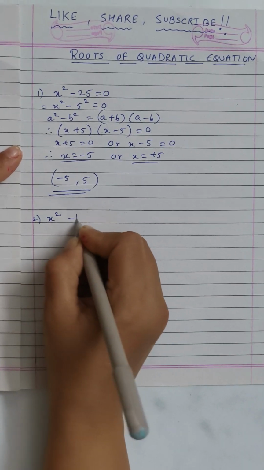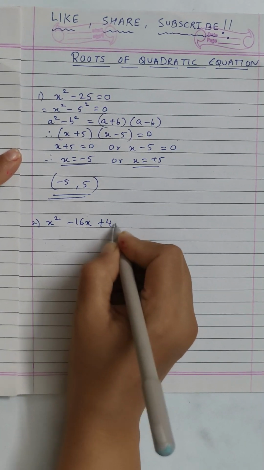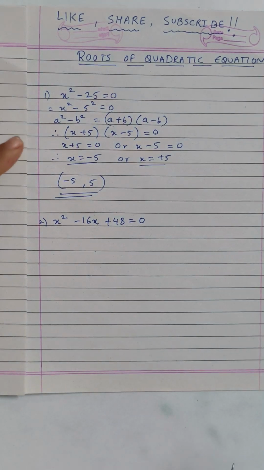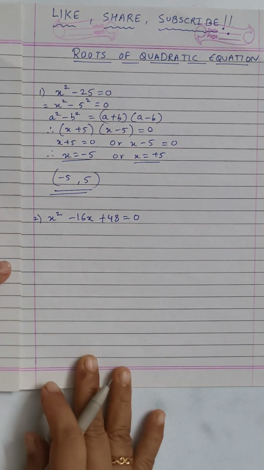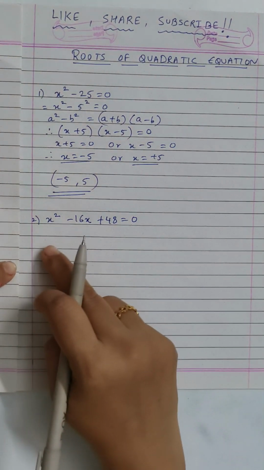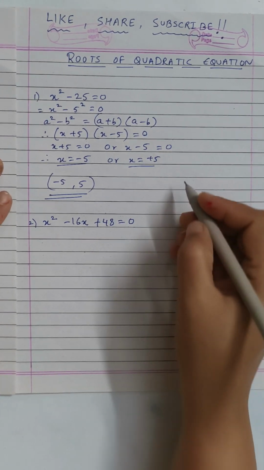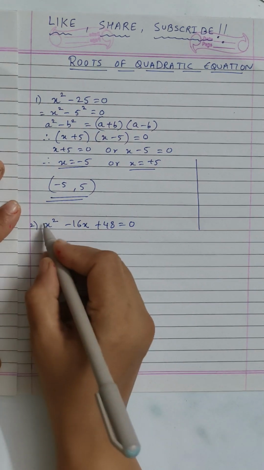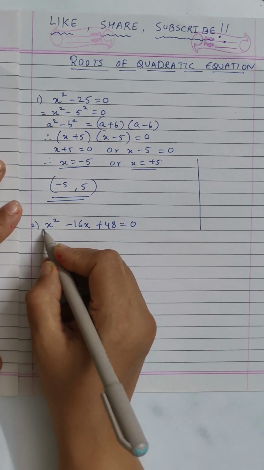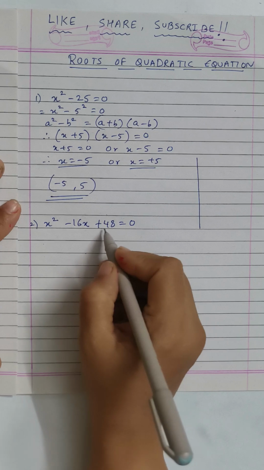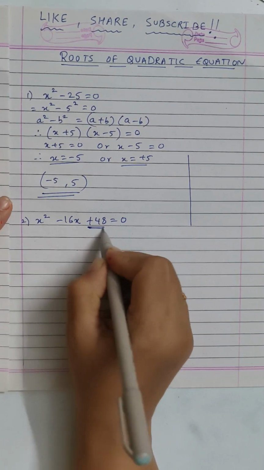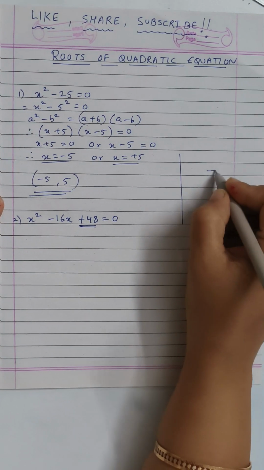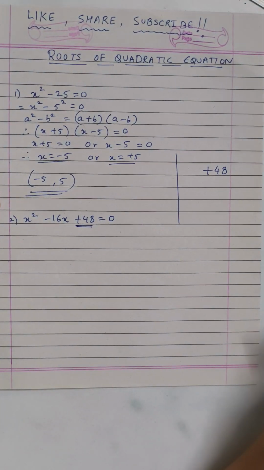x square minus 16x plus 48 is equal to 0. Now children, there are three terms in this equation. To solve this type of equation, we need to learn a few things. First, the coefficient of the x square term must be 1. Secondly, see the number in the constant place. Here the number in the constant place is plus 48.